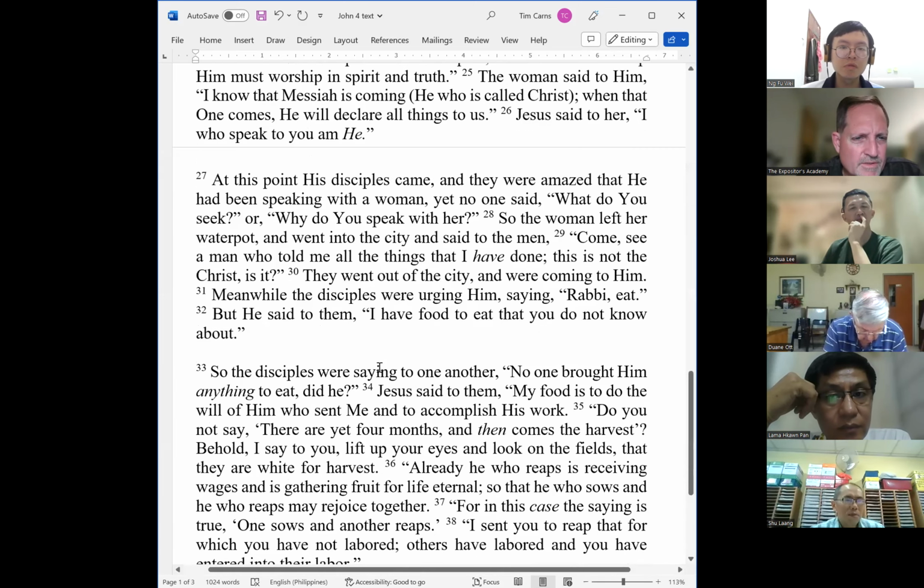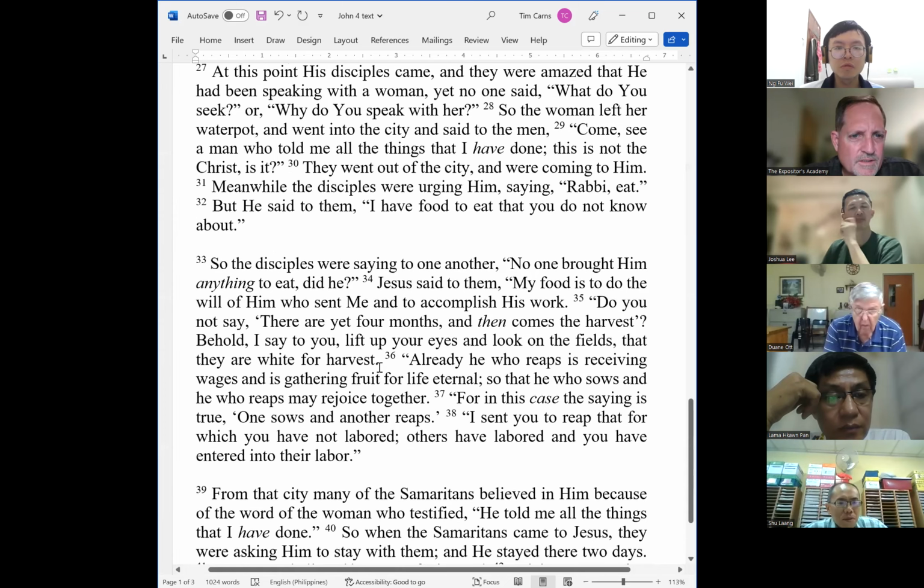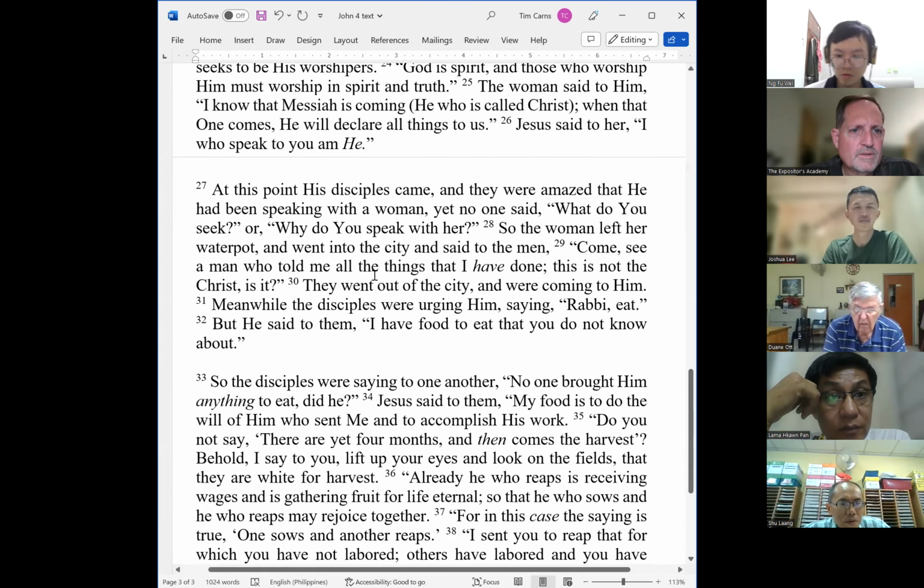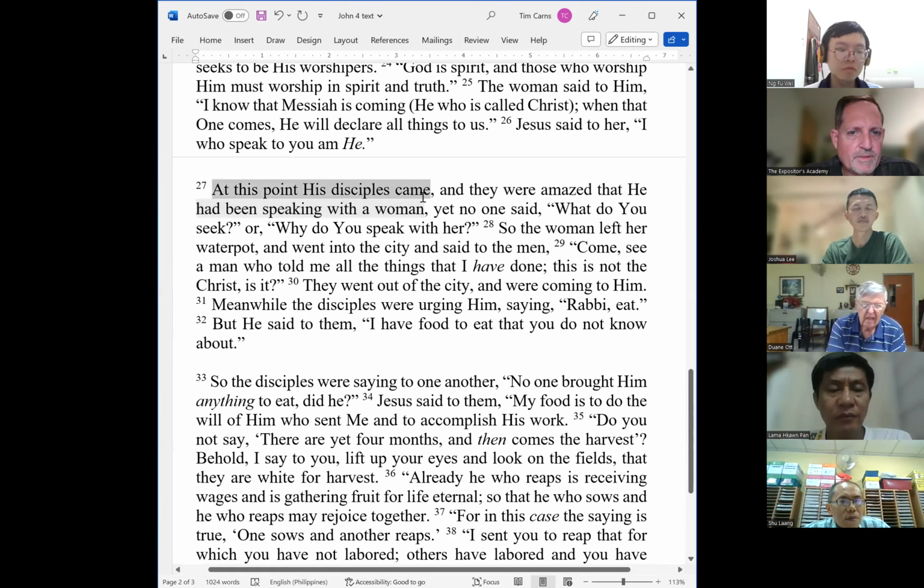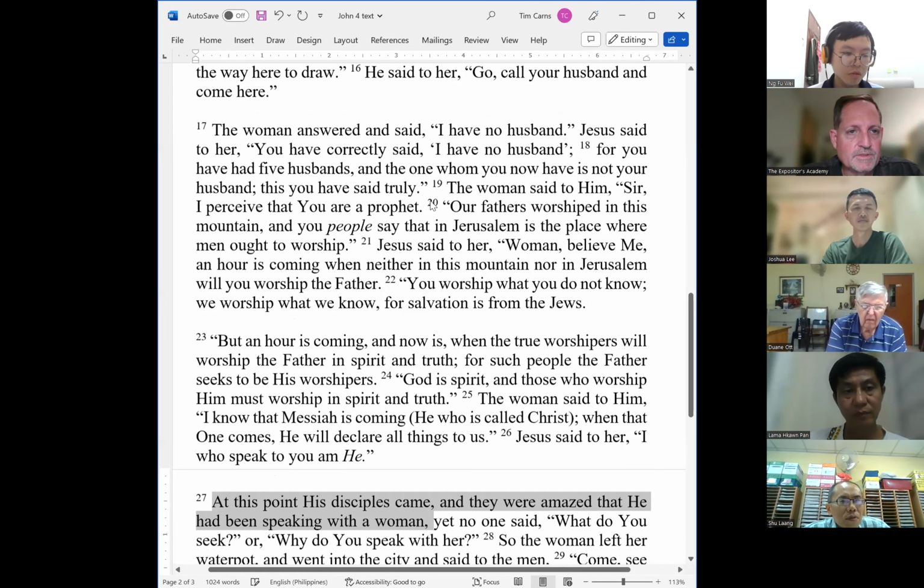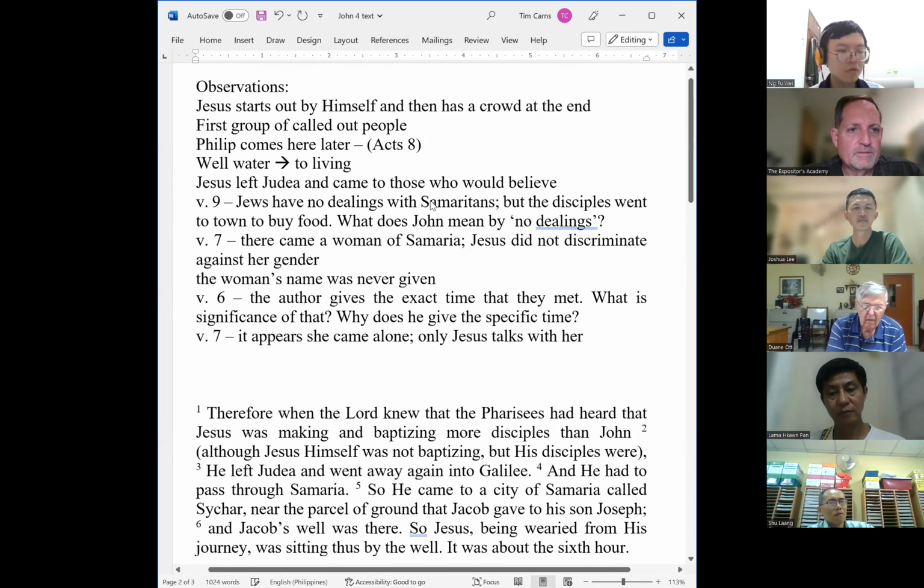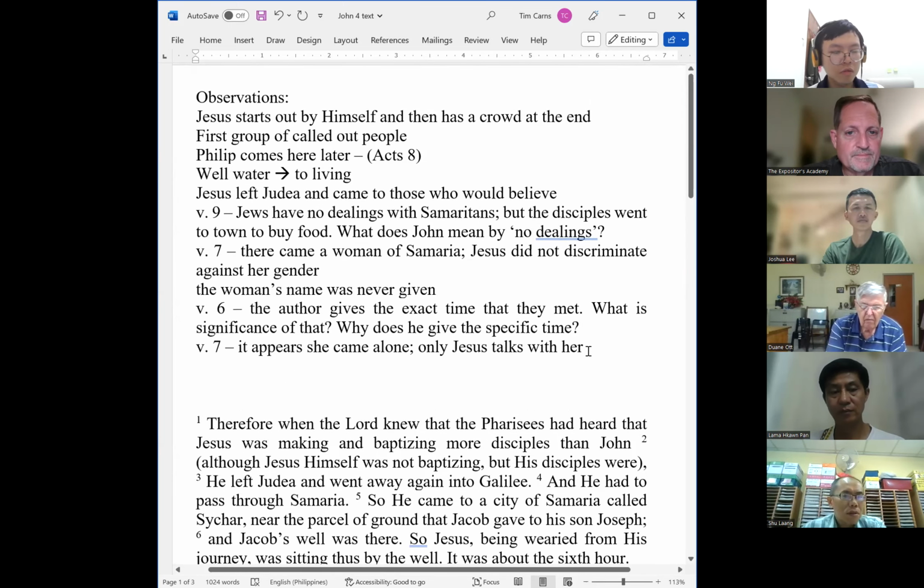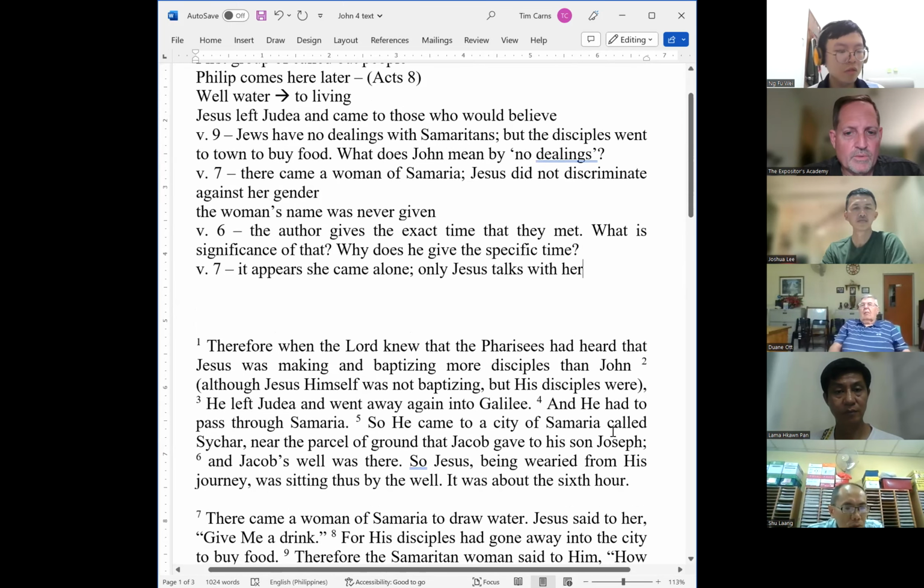I think in verse 27, right? He had been speaking with a woman, and it doesn't mention anybody else there. So yes, she apparently came alone, in the sixth hour, which would have been around noon, around 12 o'clock.